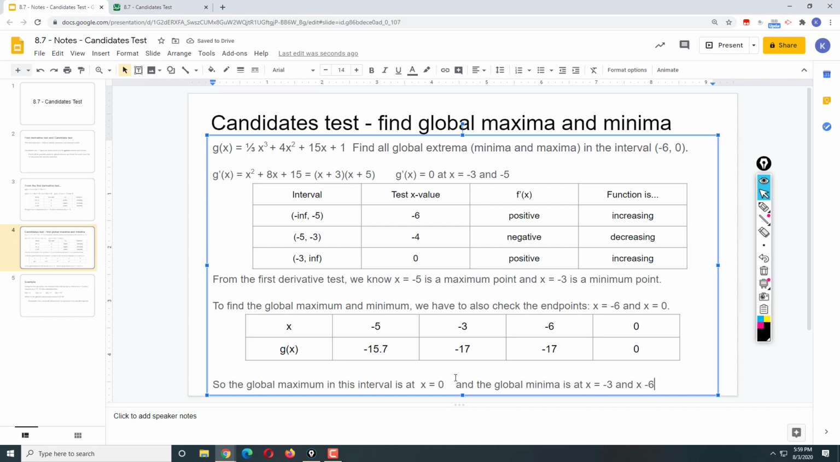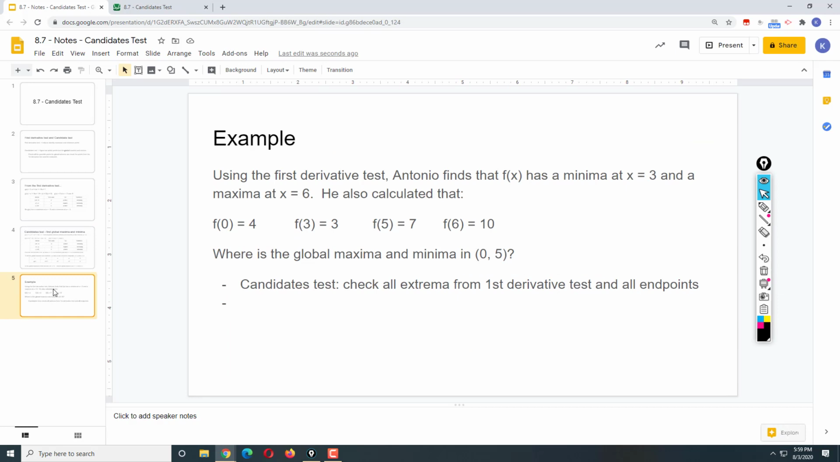So the global minima is at x equals -3 and -6 in this interval, and the global maximum is at x equals 0. Again, the candidates test just says we check the points from the first derivative test and our endpoints, the 2 points given in the interval. One more example.